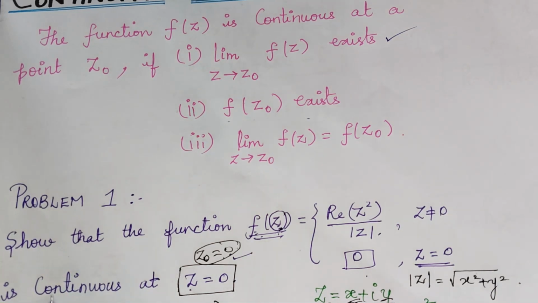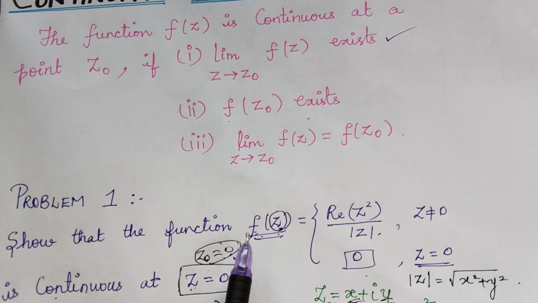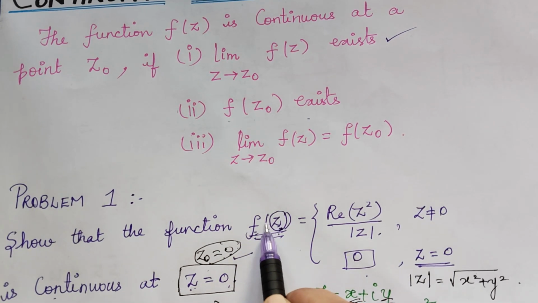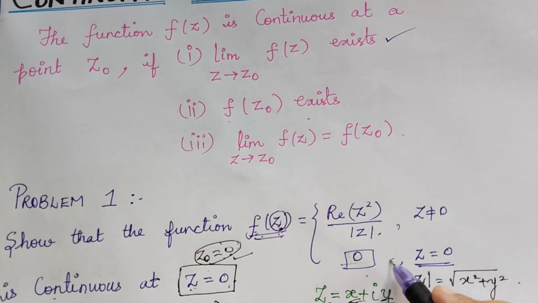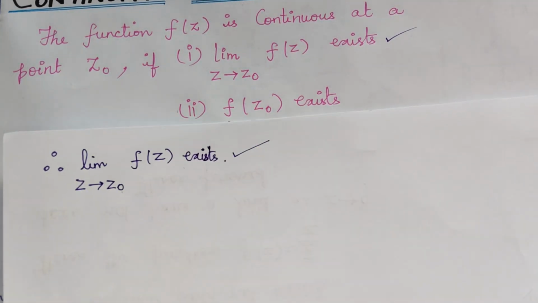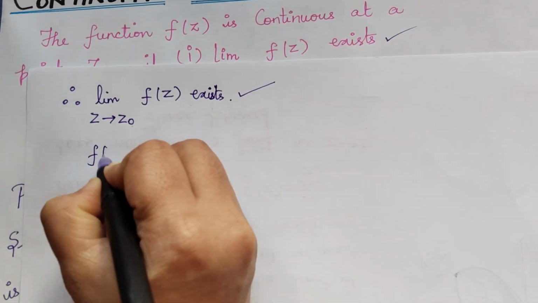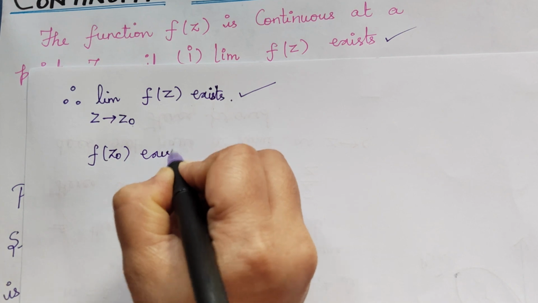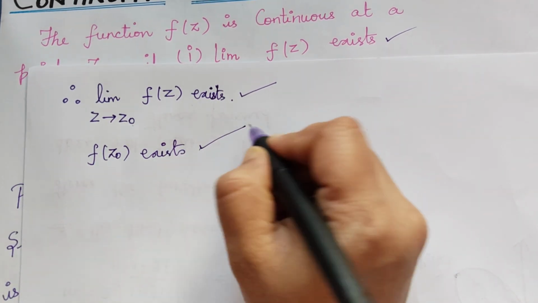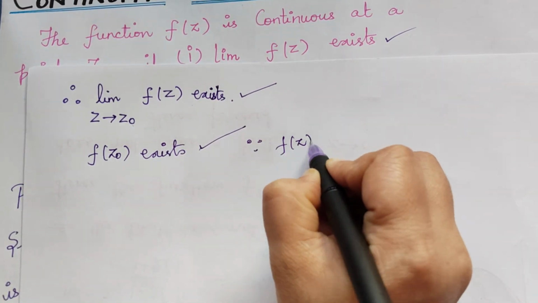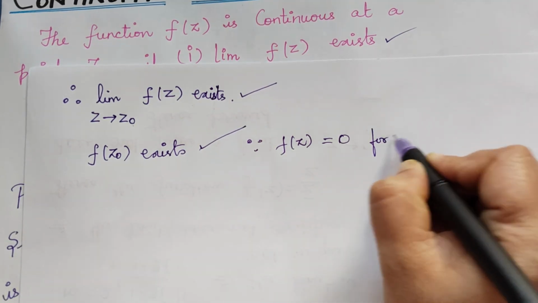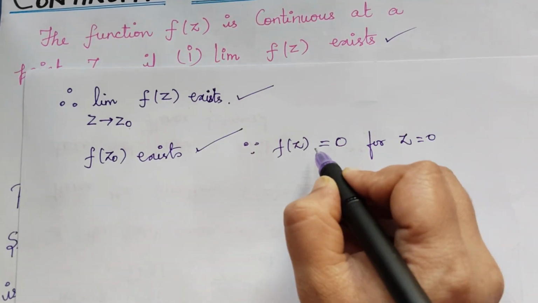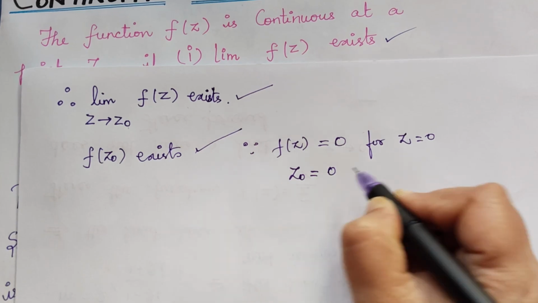So remember, in the question z0 is given as 0. So when we put f of z as f of z0, that is f of 0, we know that when z is 0, it is equal to 0. Therefore f of z0 exists. So that is what the second thing is. So we have proved that f of z0 exists. So this is also done, since we know that f of z is equal to 0 for z equal to 0, and we know that z0 is equal to 0.